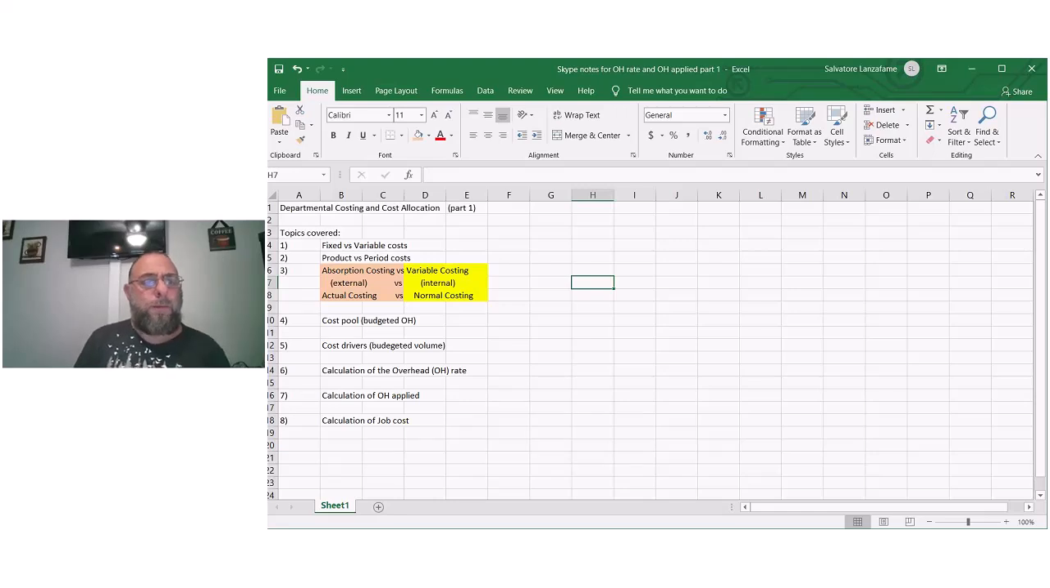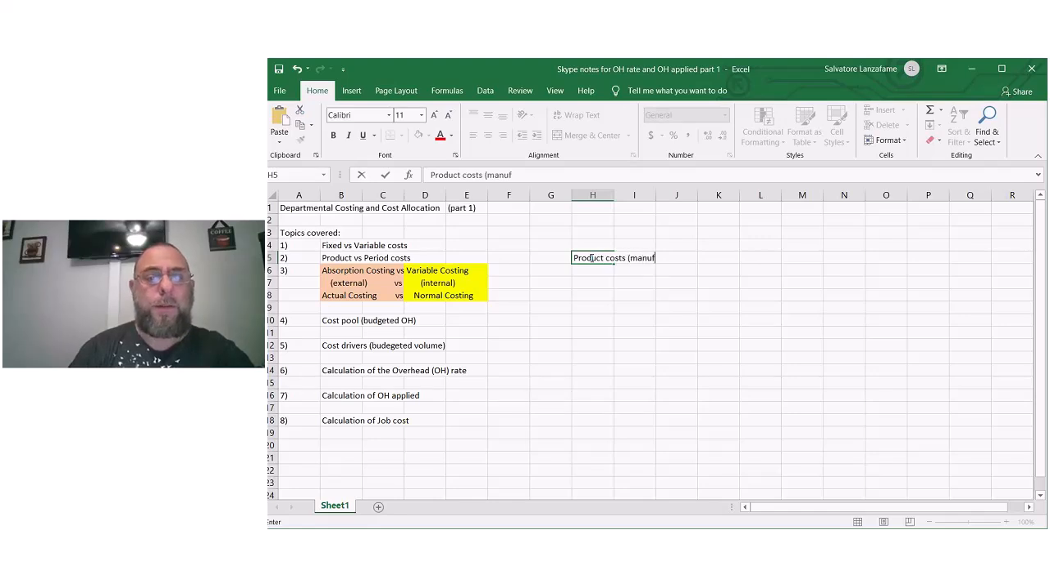When it comes to product versus period costs, sometimes people refer to product costs as manufacturing costs. Same thing. Manufacturing costs are typically made up of direct materials, direct labor, and overhead. So when you hear product costs, think manufacturing costs. What did it take to make this product? And what's involved in making a product? Well, you need the stuff, you need materials, you need people putting it together, and then you need a place to do it in where you need electricity.